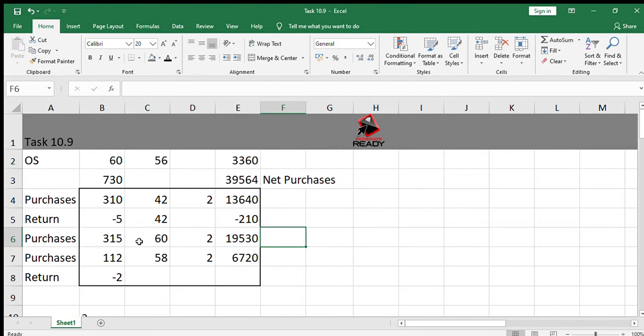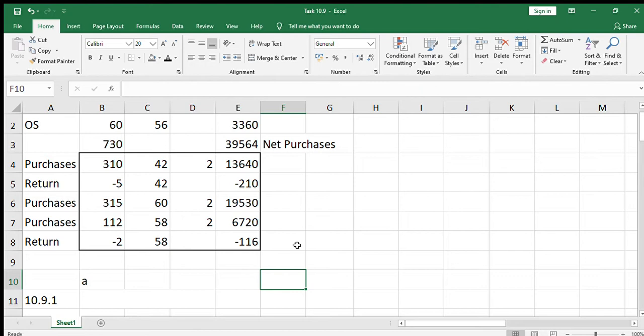Okay, so the rest of the figures were calculated for you. Again, they took 315 times 62 to get 19530 and 112 times 60 to get 6720. The return here would be 2 units at 58 Rand, which will give us 116. Remember, no carriage on the return. Okay, so there's the schedule done. The sales has also been given, which we'll use later.